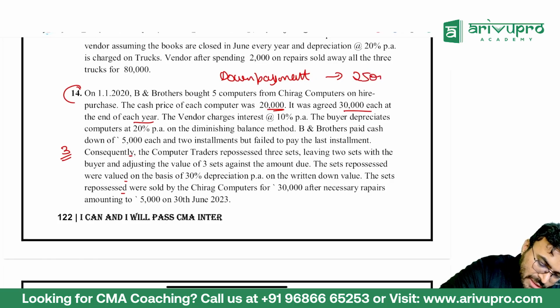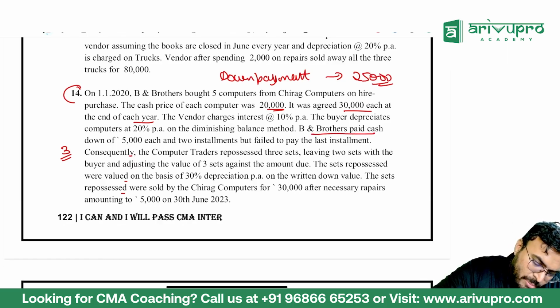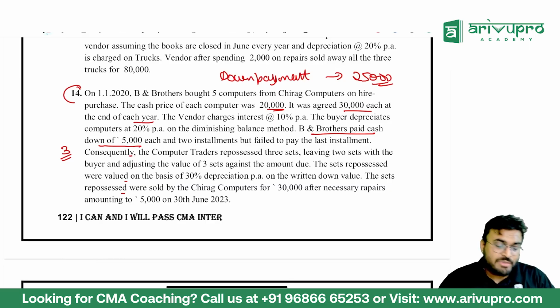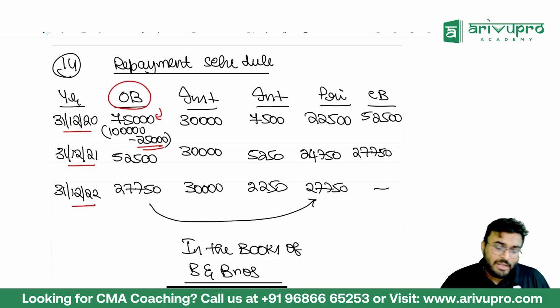Down payment is 25,000. Oh, here it is told. B&B Brothers paid cash of 5,000 each. 5,000 each is 25,000. Yes, sorry. 25,000 is the down payment. So you get 1 lakh minus 25,000, 75,000 as your opening balance.